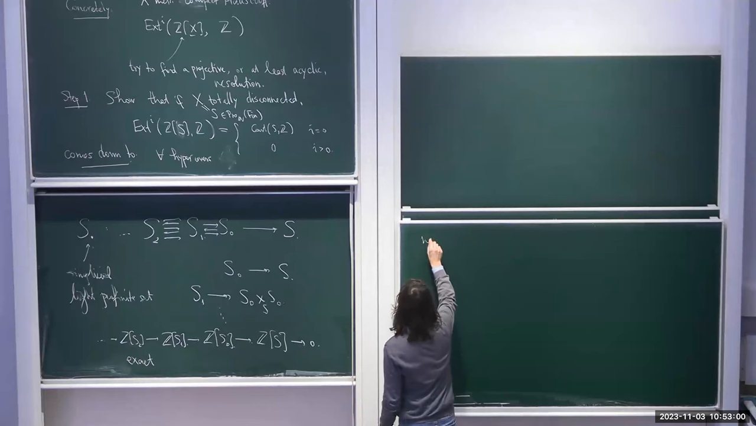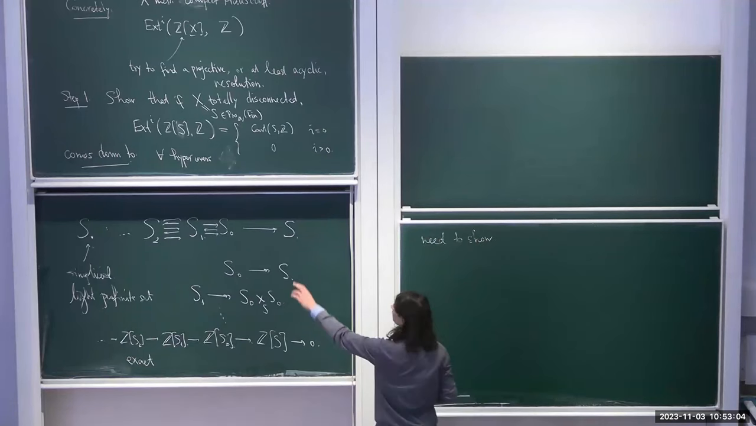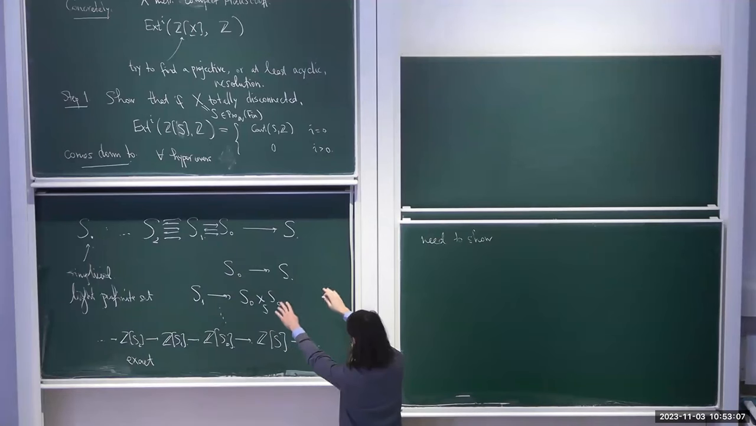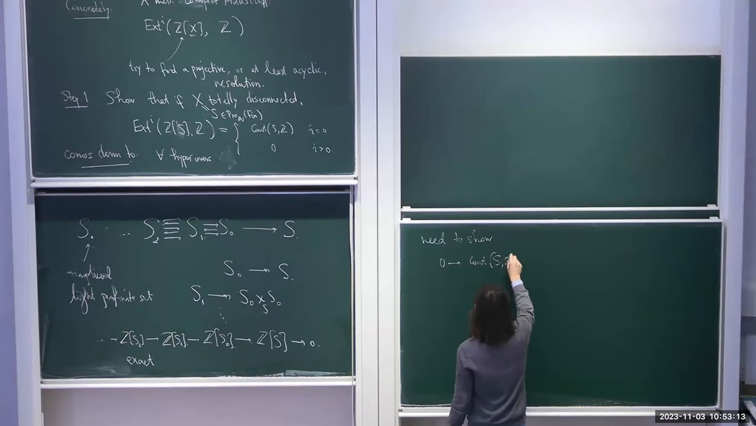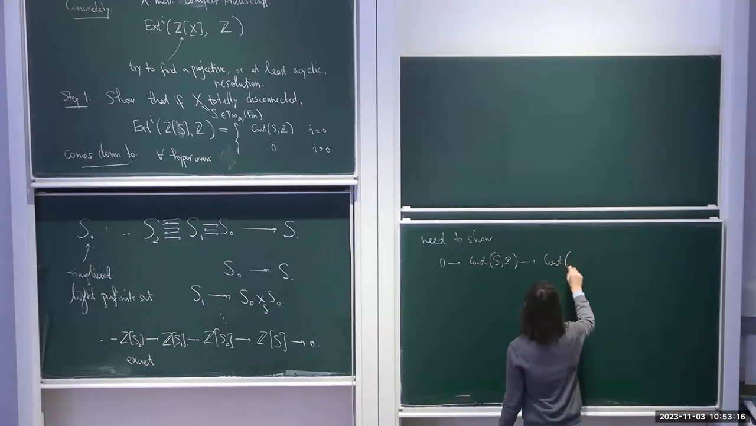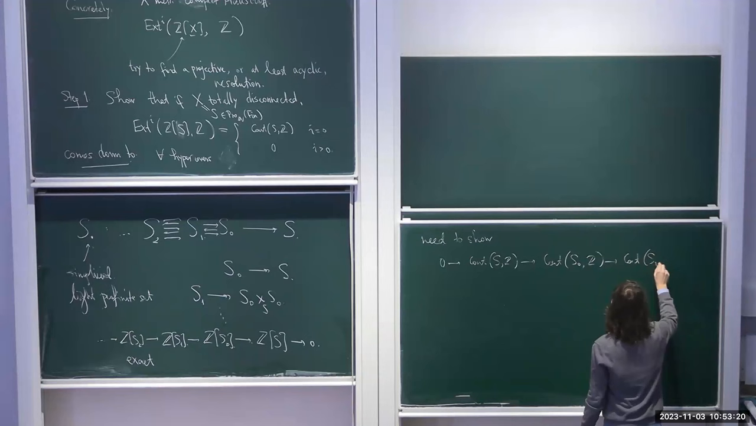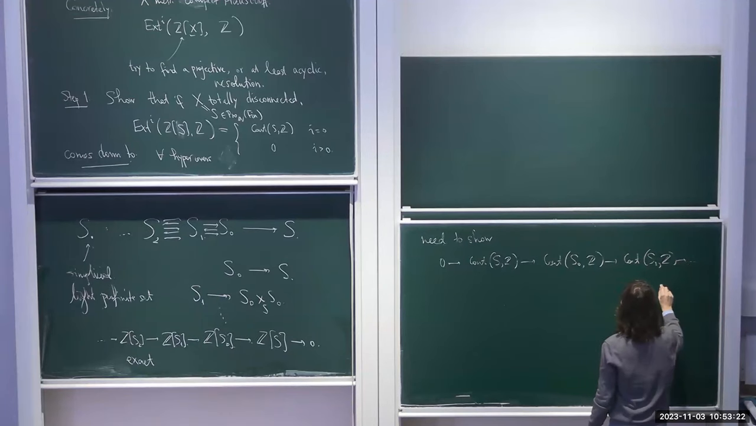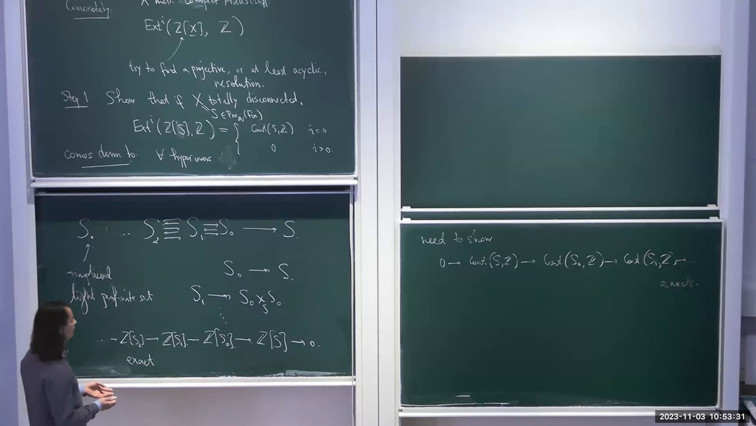So we need to show, for all hypercovers, so this exactness is automatic. What we need to show is that the corresponding complex of continuous maps is also exact. And there are several ways to prove this.